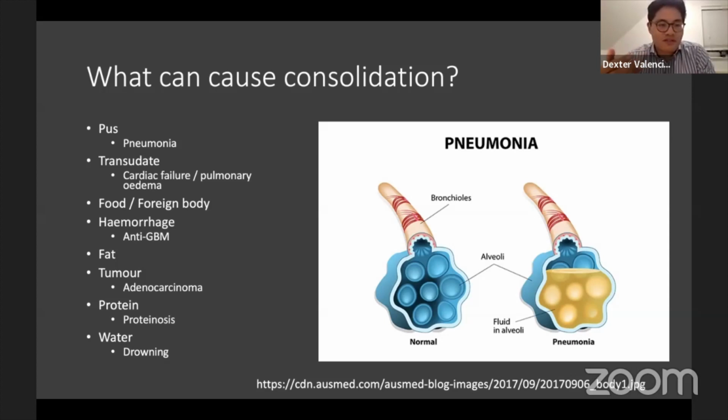If you have transudative fluid, that can be related to cardiac failure or pulmonary edema. If you've aspirated or if you've got a foreign body, that's going to go into your alveoli. If you bleed into your lungs and alveoli, that's hemorrhage. You can have autoimmune diseases causing that, such as GBM disease. You can have fat, things you've inhaled, you can have tumor, you can have protein, you can drown, you can have water in there. So anything that fills the alveoli, that can be fluid, is consolidation.